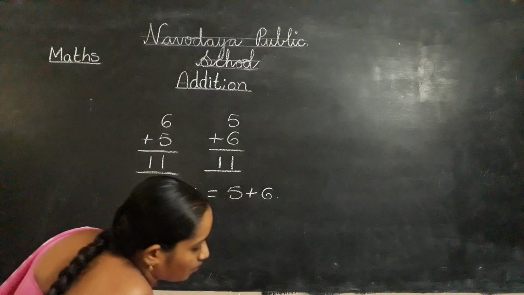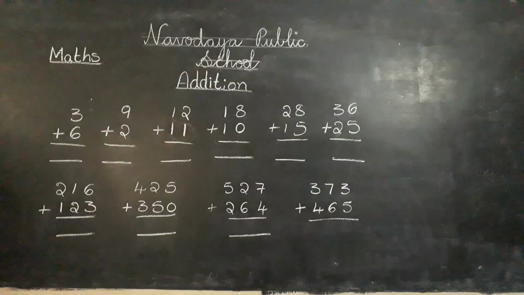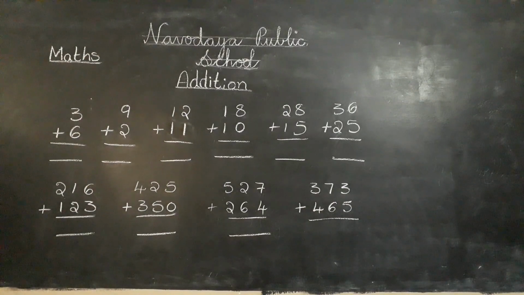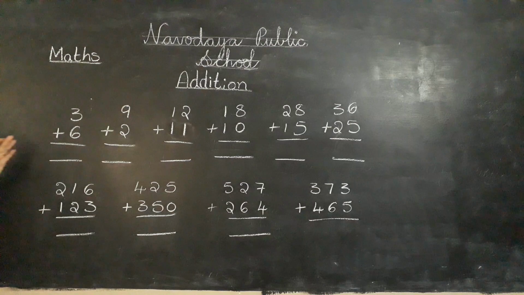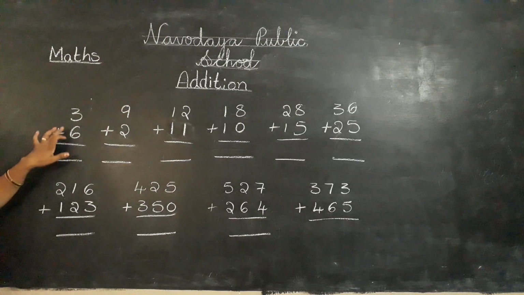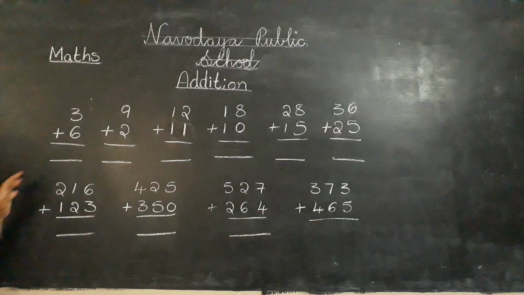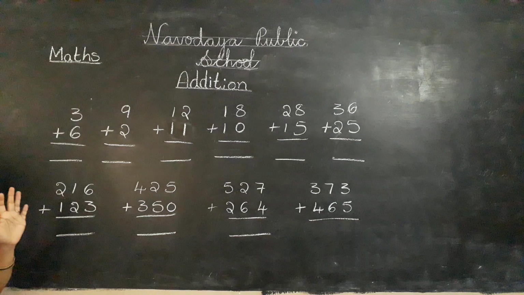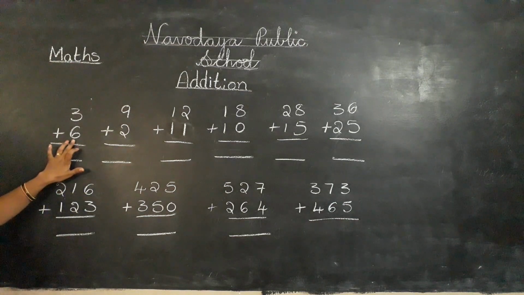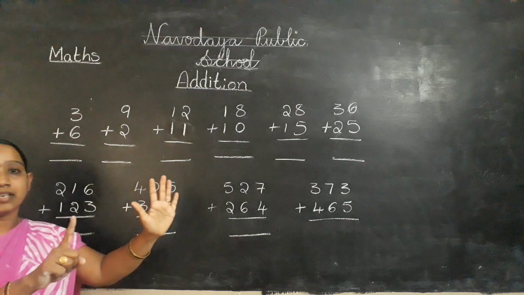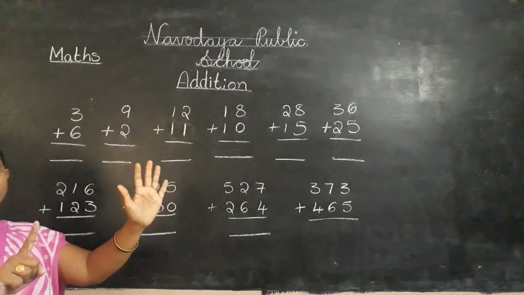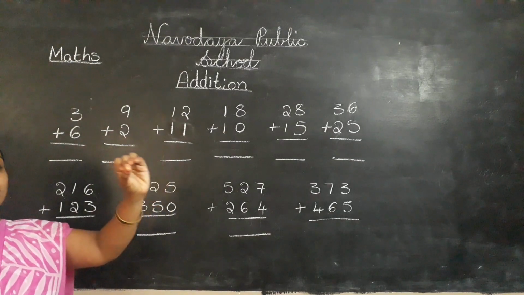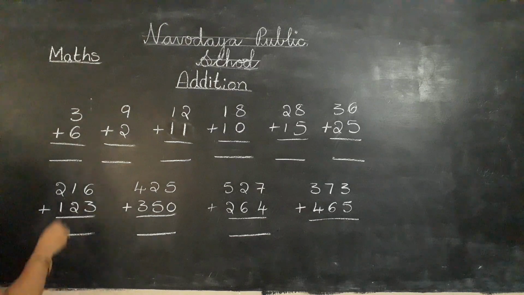Now let's see some examples. Let's look at some examples, children. What is the first one? 3 plus 6. Add 3 and 6. Take the bottom number in fingers. What is the bottom number here? 6. Now take 6 fingers. Now count 3 after: 4, 5, 6, 7, 8, 9. So 3 plus 6 how much? 9.